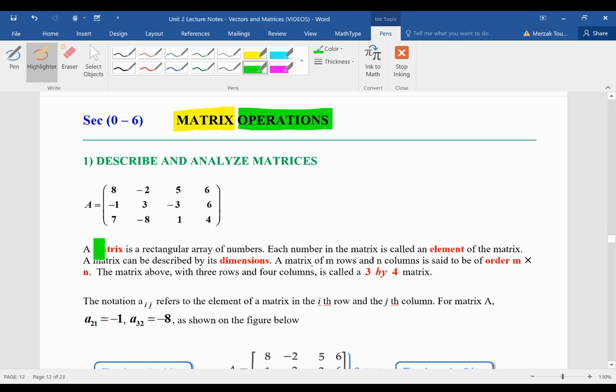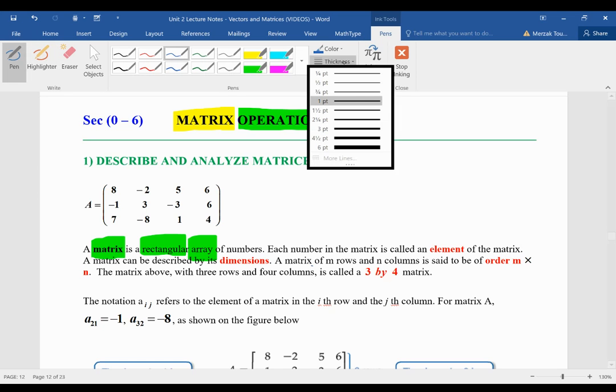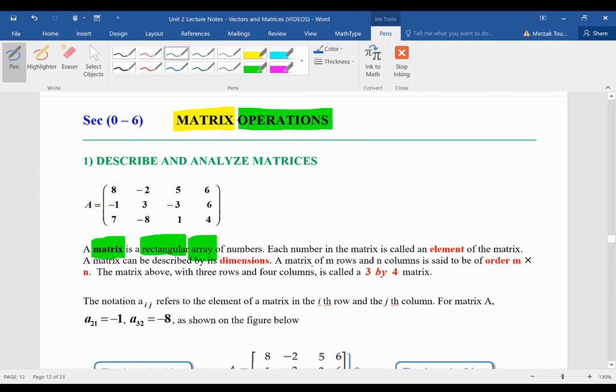A matrix is a rectangular array. I will define rectangular as two-dimensional, and then array. So we say a matrix is a two-dimensional array. I think using the term two-dimensional will make more sense, which means two dimensions.